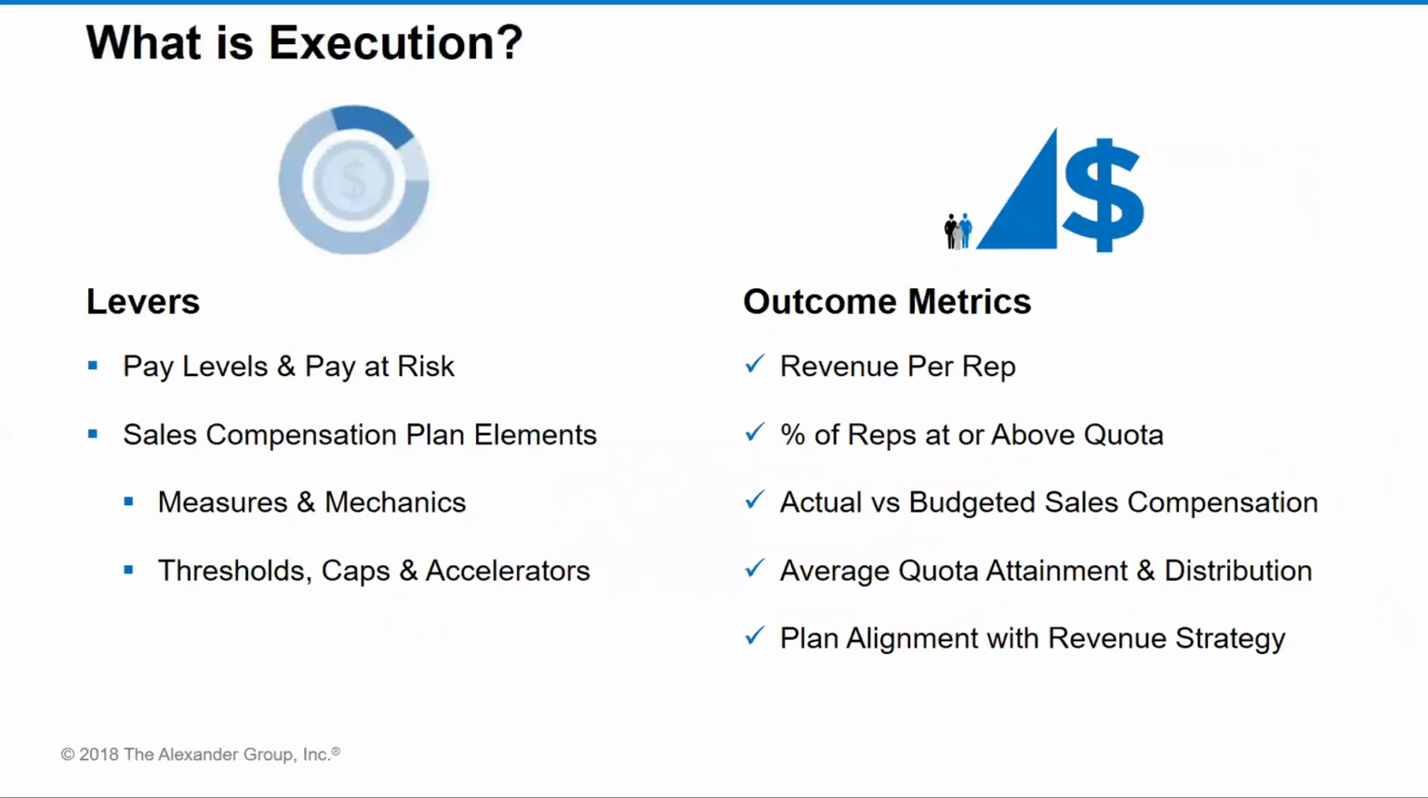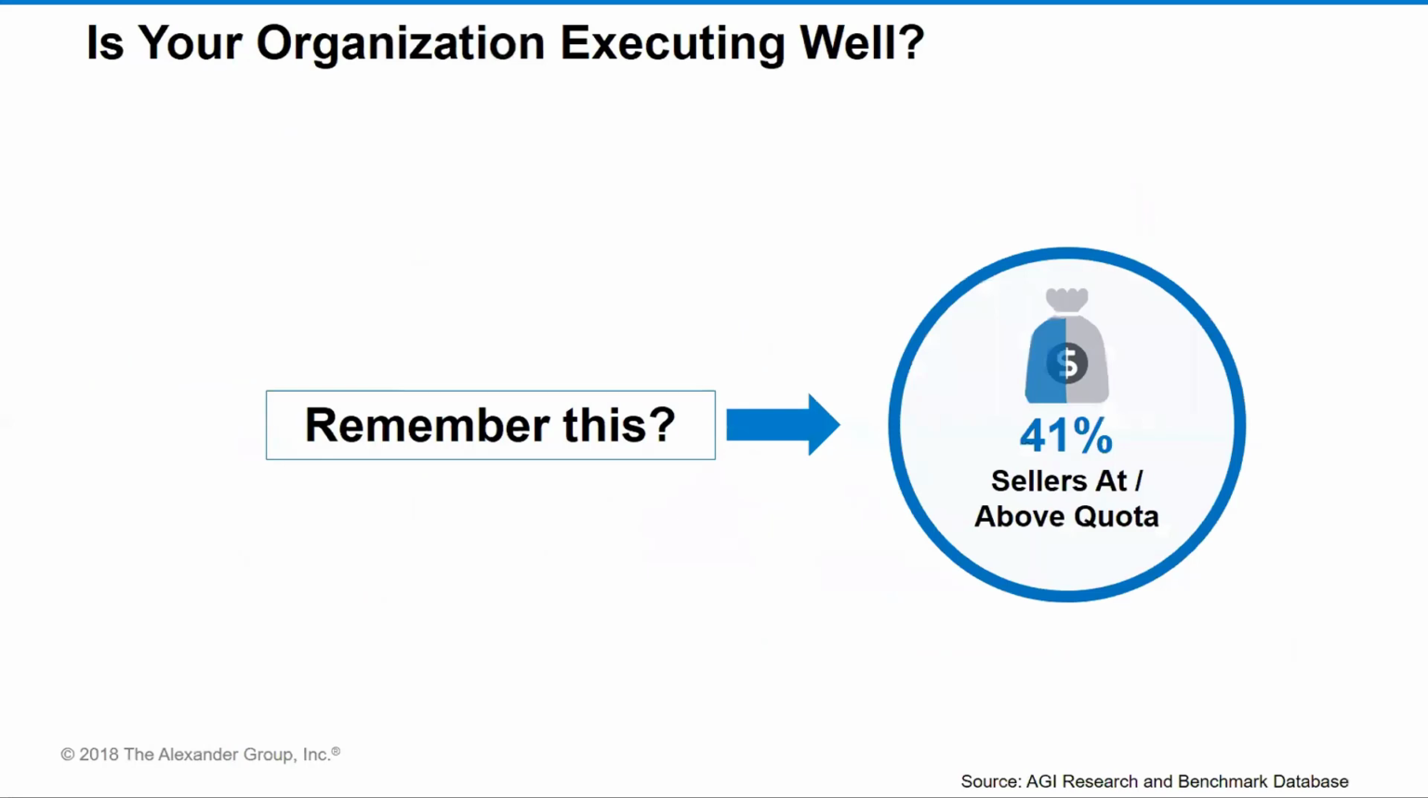Thanks, Davis. We can think about execution in terms of levers to pull and outcome metrics. Levers include pay levels and pay at risk, and sales compensation plan elements such as measures and mechanics, and thresholds, caps, and accelerators. Outcome metrics include revenue per rep, percent of reps at or above quota, actual versus budgeted compensation, average quota attainment and distribution, and overall plan alignment with revenue strategy. By looking at execution as a function with these inputs and outputs, we can begin to understand the strategic questions and implications in concern. Is your organization executing well?